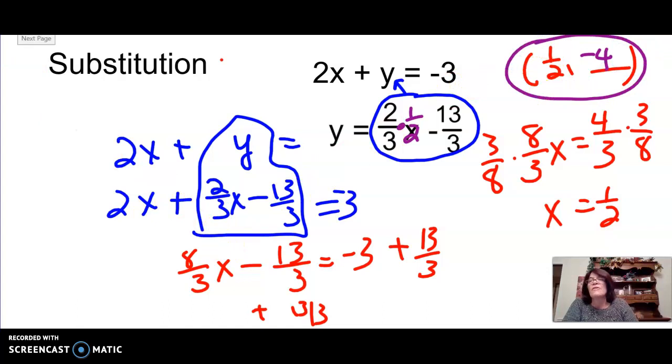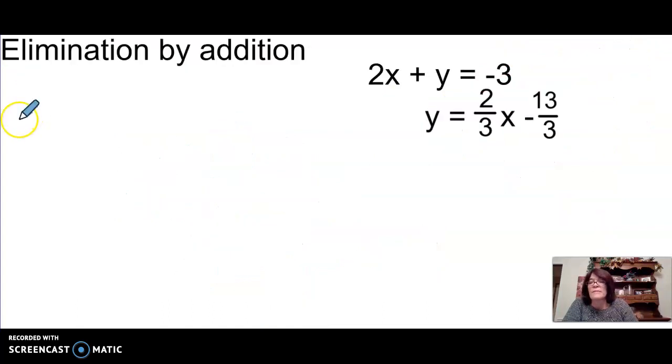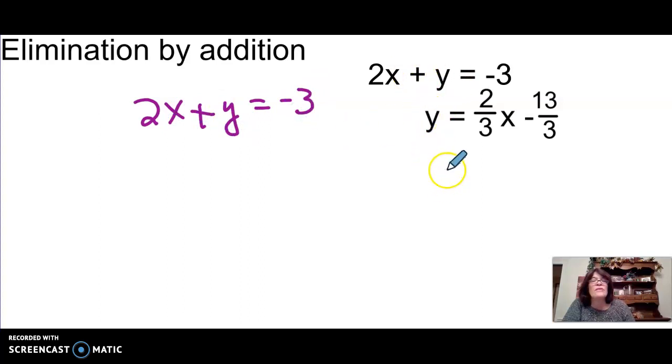Okay, so that's another way to solve a system, something called substitution. Elimination by addition, notice I'm using the same one here. Elimination by addition, we have to line up our x's and y's, so we want everything in standard form. I'm going to take this 2/3 x and subtract it and bring it over here with the y.